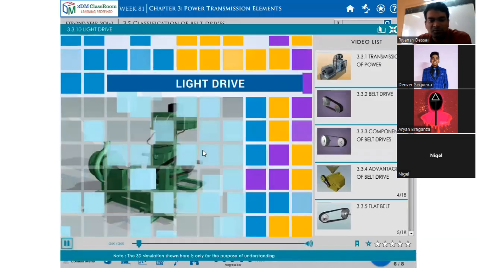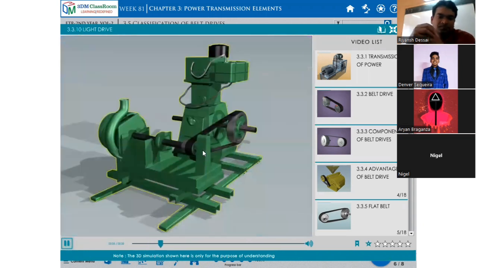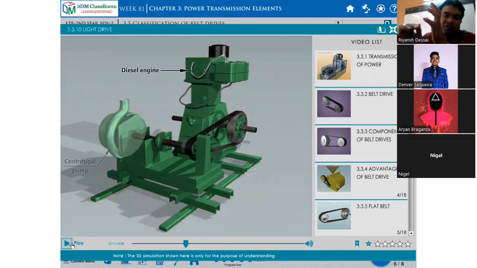There is one machine shown here. Light drive. In this video, we will discuss the light drive. Agricultural diesel engine is one example of a light drive. What is this actually? It's a pump, a centrifugal pump, which is operated with the help of a diesel engine. This is a diesel engine here.